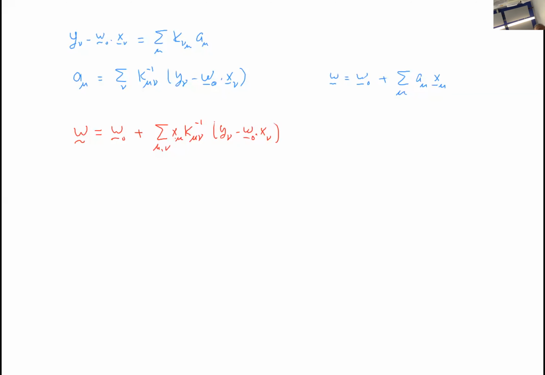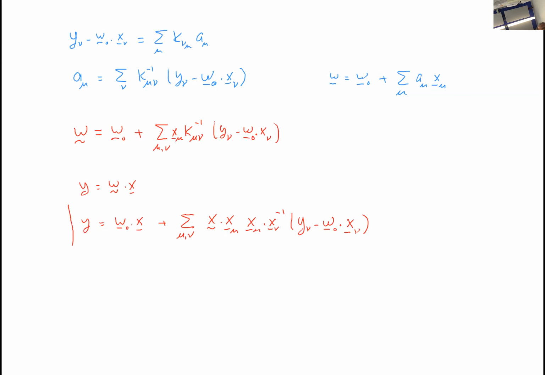So a lot of the algebra in the end is going to make a lot of sense. When we're all said and done, Y equals W dot X. In general, after we fit, it equals W_0 dot X plus the sum on μ and ν of X dot X_μ. And I put what K is: X_μ dot X_ν inverse. So we treat that as a matrix times Y_ν minus W_0. Okay.